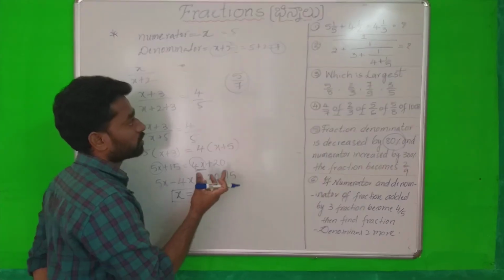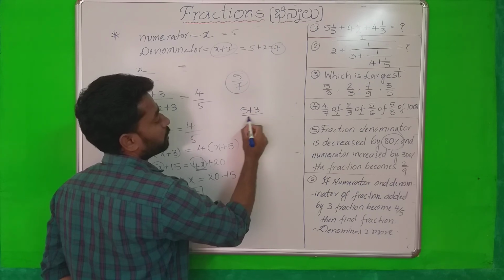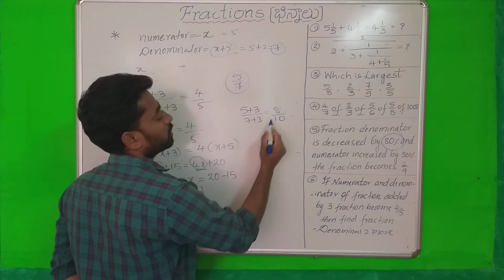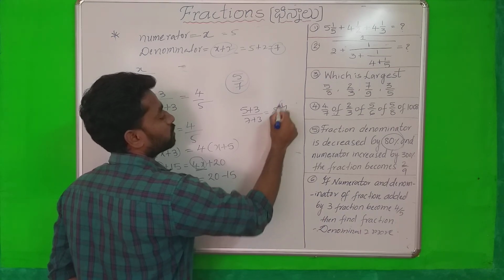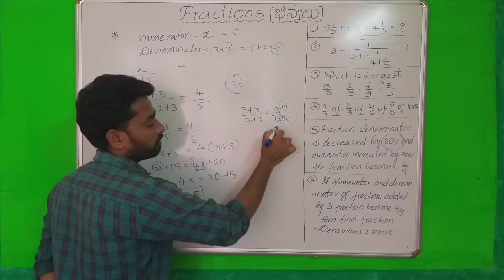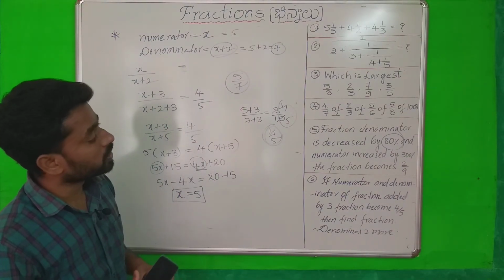I am checking whether it is correct or not. Both are increased by 3: 5 plus 3 is 8, 7 plus 3 is 10, so you get 8 by 10. 2 4s are 8, 2 5s are 10, so you see 4 by 5, the fraction becomes 4 by 5. So this is the process for fractions.